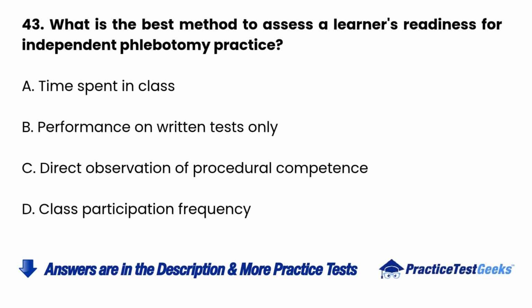43. What is the best method to assess a learner's readiness for independent phlebotomy practice? A. Time spent in class. B. Performance on written tests only. C. Direct observation of procedural competence. D. Class participation frequency.